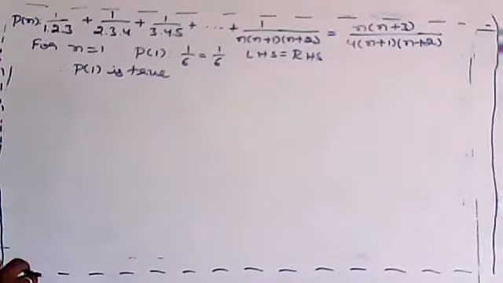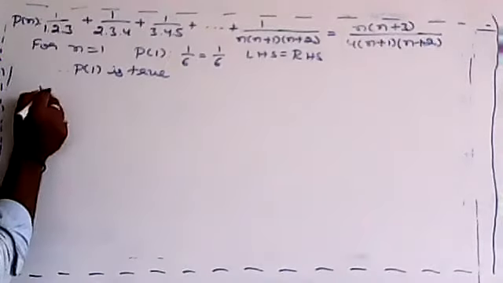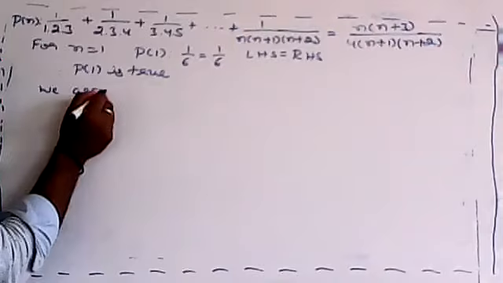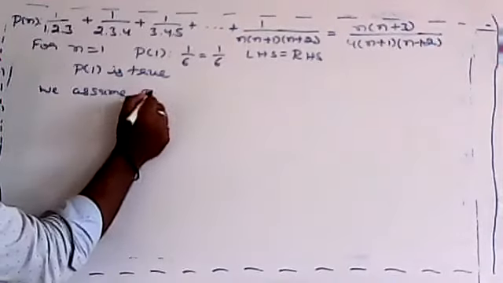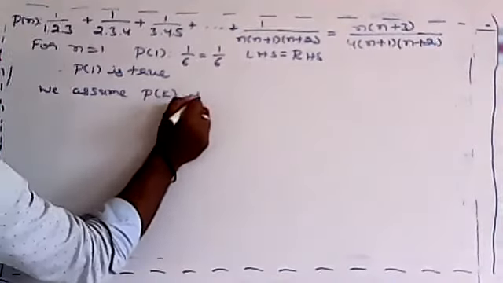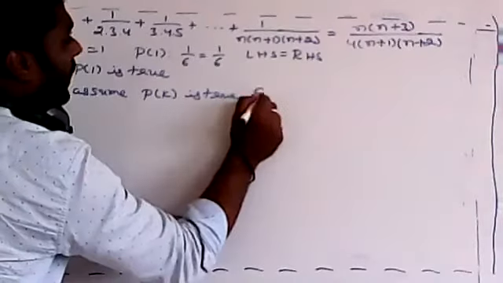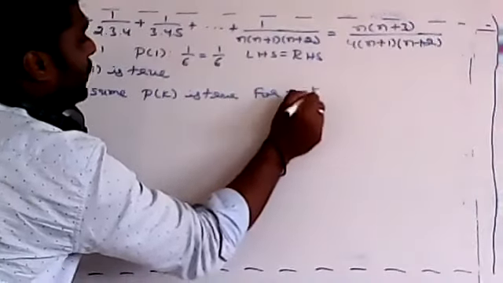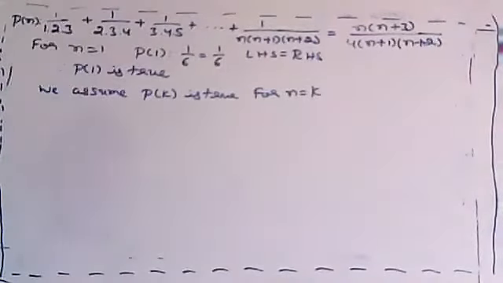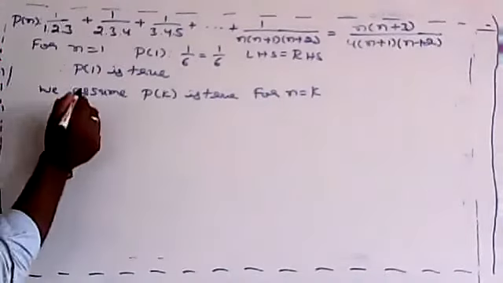And next, the second condition is what? We have to assume what? P of k is also true. P of k is also true for what? When n is equal to k. Correct or not? N is equal to k. These are the same type for all the problems. Correct or not? So we get what?